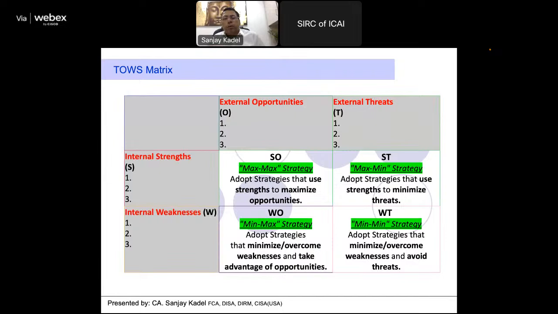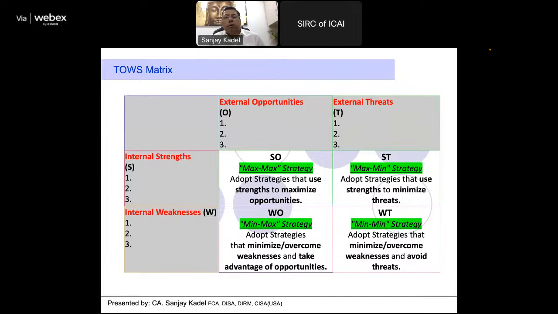Then you take the combination of weaknesses and opportunities. Even if you don't remember this matrix, you can write it by your own logic. What will you do? You will be minimizing the weaknesses and maximizing the opportunities. So you will follow such strategies, which is min-max strategies.